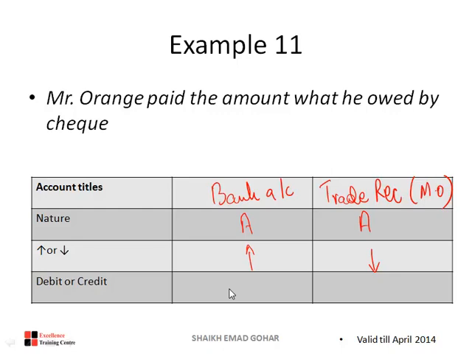Okay, asset increased. What is asset increased? Debit. So bank account is debit, and asset decrease? Credit.